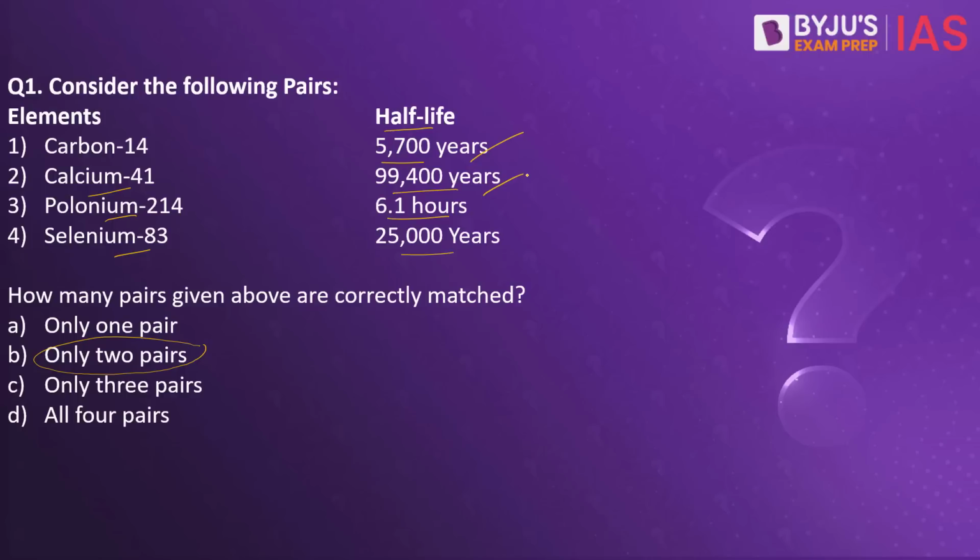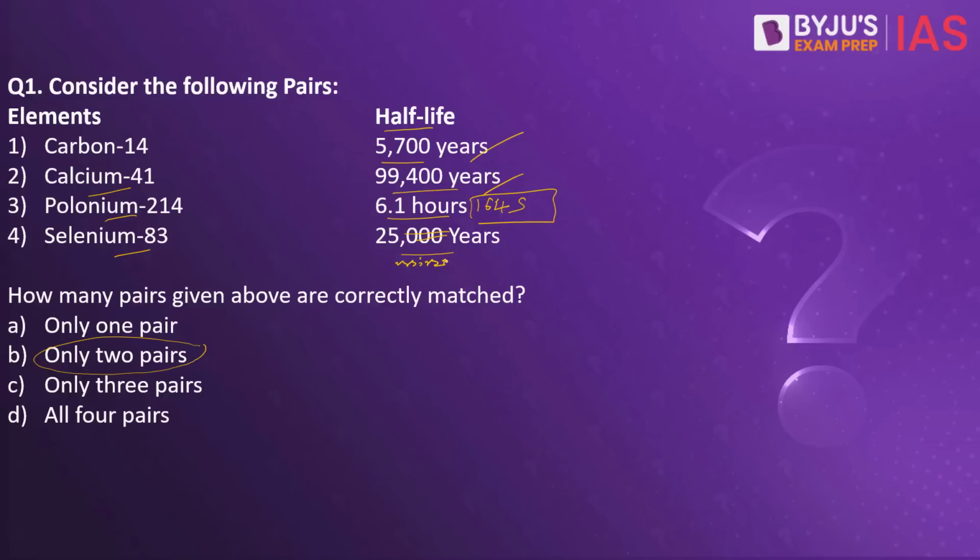However, polonium 214 has a relatively short half-life of just 164 seconds. So the half-life of polonium 214 happens to be 164 seconds. It is not 6.1 hours. Then we have selenium 83. This has a half-life of only 25 minutes and it is not 25,000 years. That is why the answer to this would be only 2 pairs.